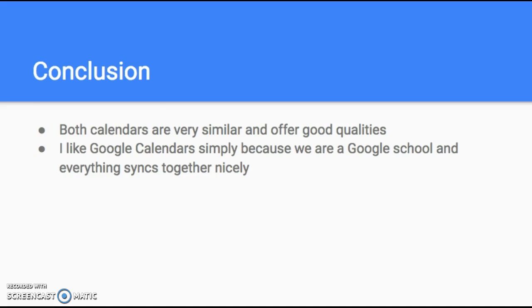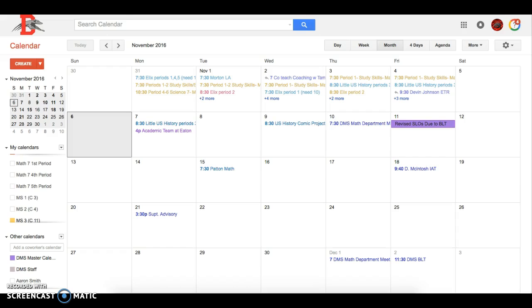So now we're going to take a look at how we can use Google Calendar to create an event, to send an invite to somebody, and even create our own calendar. Here is what my school calendar looks like. And like I said before, typically I leave it in the month view.